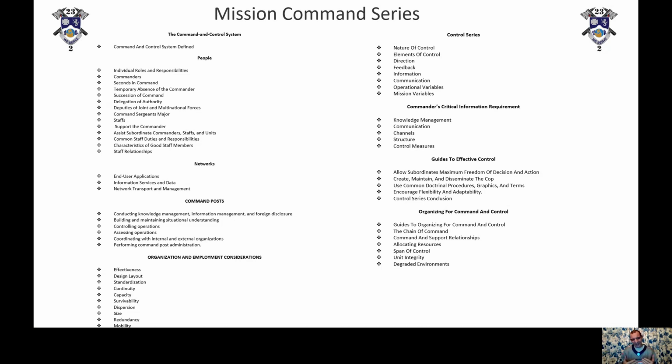Then we're going to move into our command post, where we're going to talk about conducting knowledge management, building and maintaining situational understanding, controlling operations, assessing operations, coordinating with internal and external organizations, which is extremely important. We're going to talk about performing command post administration, okay? Then we talk about organization and employment considerations. And there's going to be multiple things we're going to hit here.